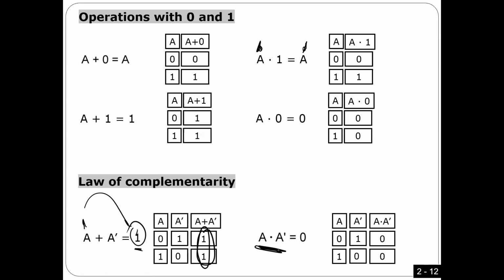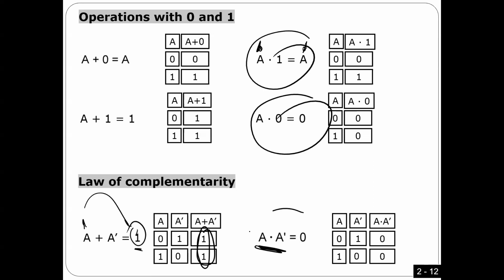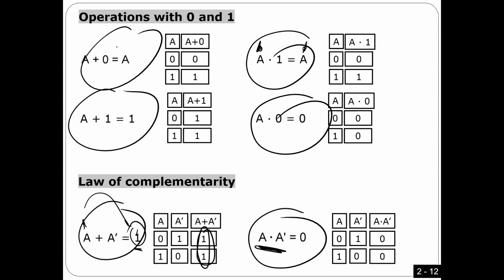Same idea here: A and A prime is always 0. It's very simple, because the only way to get 1 here is when the two inputs are 1s, and it's impossible to have 1 and 1 here. You know what I'm saying? Because they are inverted, so these are 0, 1 or 1, 0. Any questions? So here, guys, we are going to use these laws in this course as properties to do some algebra manipulation.